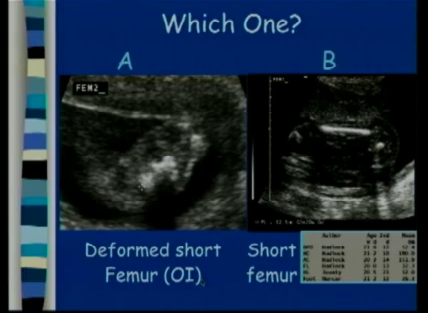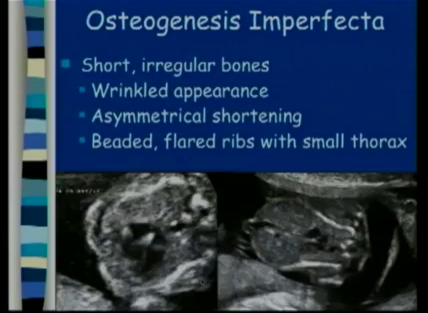So fetus A is osteogenesis imperfecta, which is a fetal abnormality in this fetus, and fetal B has a short femur from trisomy 21. So let me just tell you what I'd like you to remember about osteogenesis imperfecta. I'd like you to remember that they're short, irregular bones, that they have a wrinkled appearance, that there's asymmetrical shortening of the limbs. So you might not get the exact same on the right versus left because they're related to all those mini fractures.